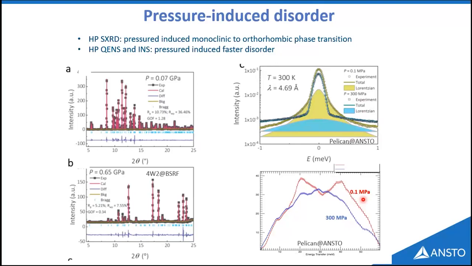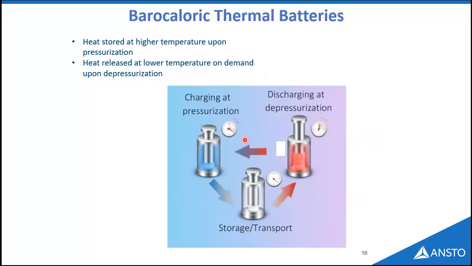And so based on this inverse barocaloric effect, we can actually make a thermal battery. So the principle is like this: we can charge the battery in a high temperature environment and with high pressure, and then the heat will be stored in the sample under the high pressure condition. And then we can transport this cell to a different location at a different time, and then we can release the pressure, and then the heat will be released for us to make use of it.